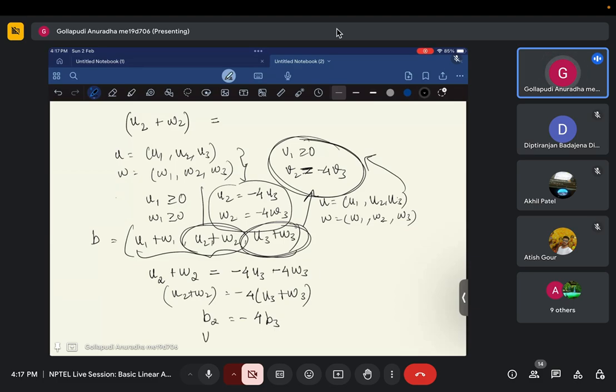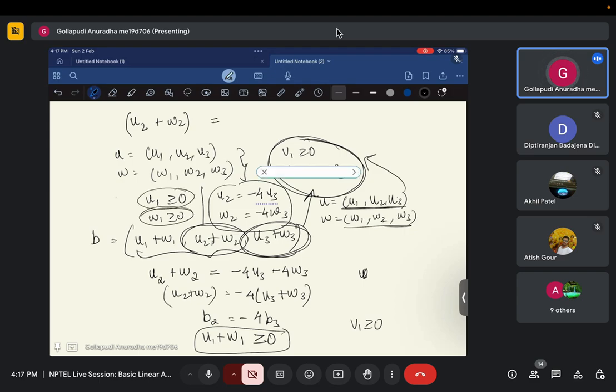Now let's see this constraint. It has to be more than 0 because it's mentioned that v1 is more than 0. So will this satisfy? For example u, as I said, u will satisfy. So u1 is more than 0. These are two constraints here. So u1 is more than or equal to 0, for example.